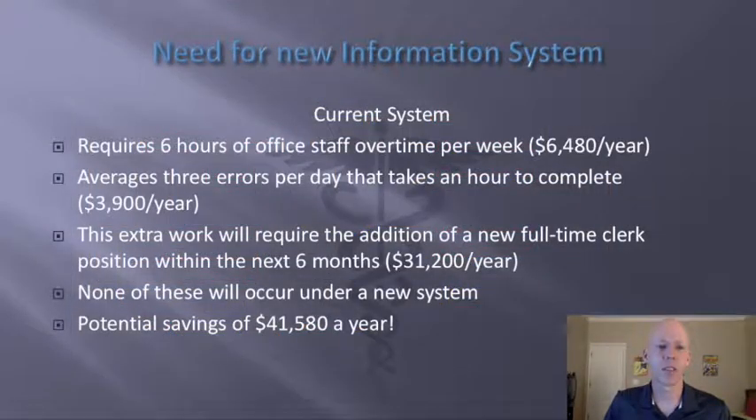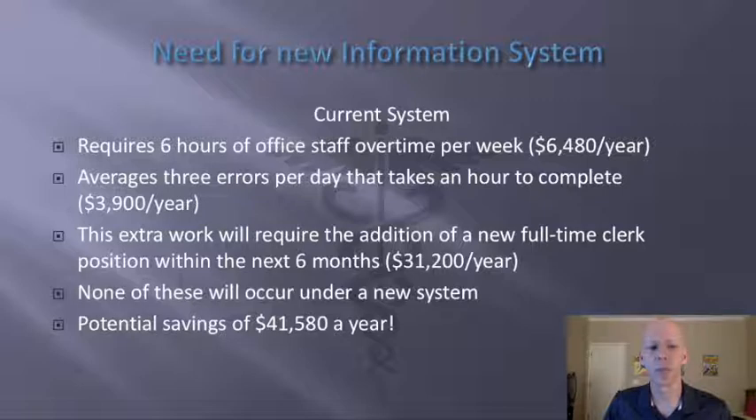Here's an overview of the current issues you have with your system. Our research has found that you usually spend about 6 hours of overtime per week by your office staff trying to maintain the system and working on errors. That overtime comes out to about $6,500 a year. The system currently averages about 3 errors per day, which takes your office staff about an hour in total to fix, and that equals another almost $4,000 a year in unproductivity.